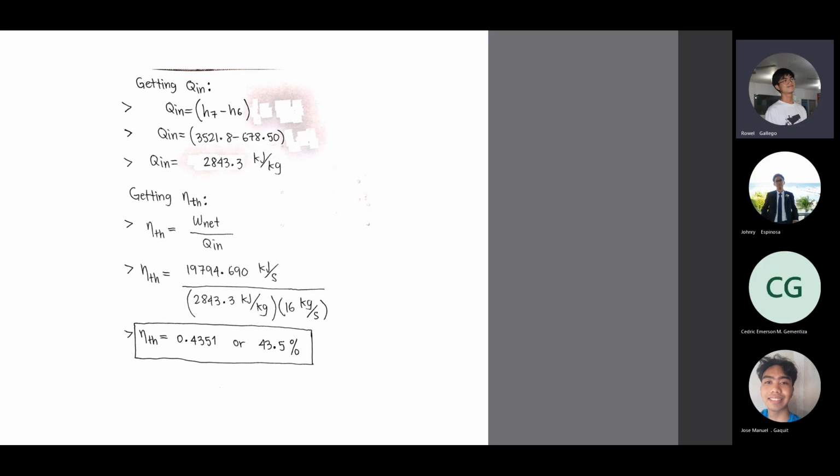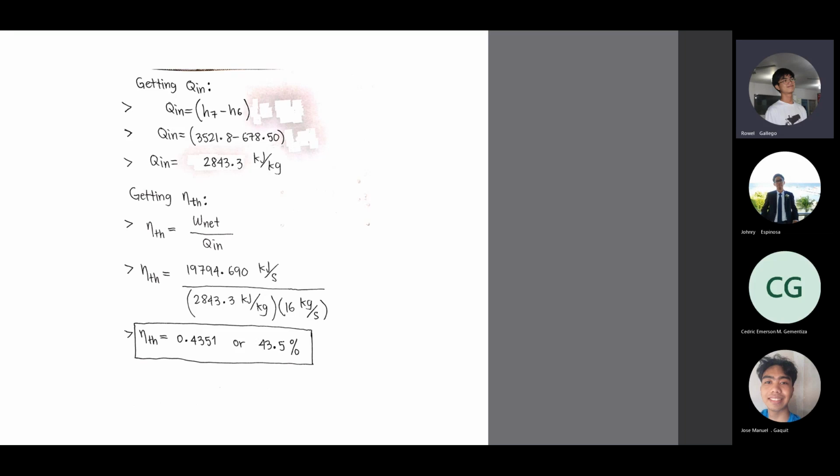Moving on to the next required parameter, which is the thermal efficiency. We can solve this by using these two equations, namely net work over the energy input at the boiler, or 1 minus the energy output at the turbine over the energy input at the boiler. Now, since we solved already the net work, we can use the first expression, which is the net work over the energy input at the boiler.